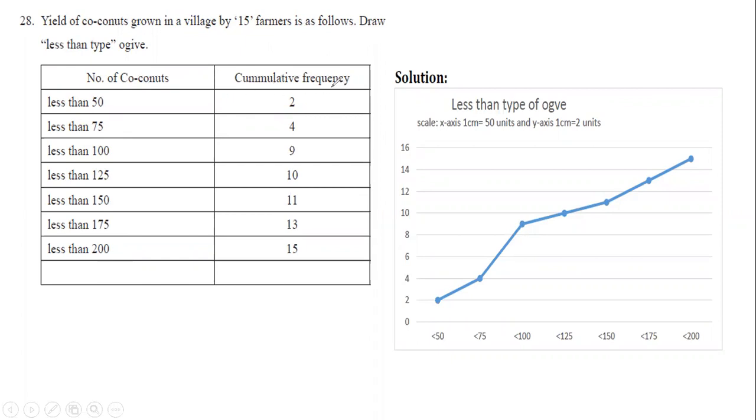No need to find out the cumulative frequency. Already they mentioned it in the form of cumulative frequency. 2, 4, 9, 10, like that they have given. Now draw the graph for this. First, the scale is very important. If you don't write the scale, definitely in your exam you will lose 1 mark. Each mark is very important. So scale: x-axis 1 centimeter is equals to 90 units, and y-axis 1 centimeter is equals to 2 units. If you take 5 units, mention it as 5 units.